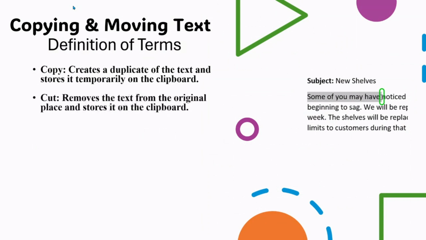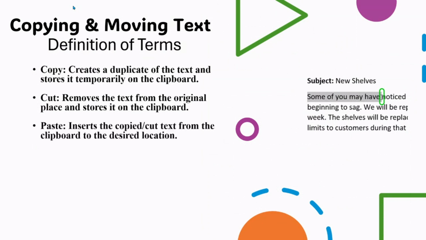Here's another one, cut. Again, I'm sure at some point in your life you would have cut a text from somewhere and put it somewhere else. So this is what cutting of text basically means. It is where you remove the text from the original place and store it on the clipboard. Looking at these two definitions, you can realize that they are different. Copy creates a duplicate. Cut basically removes the text from the original place.